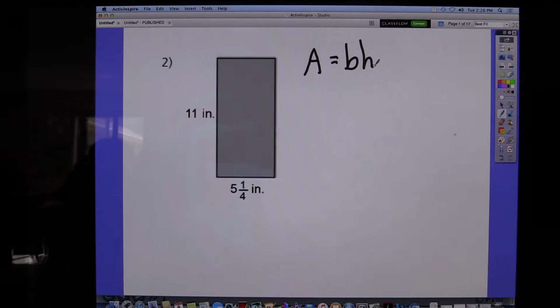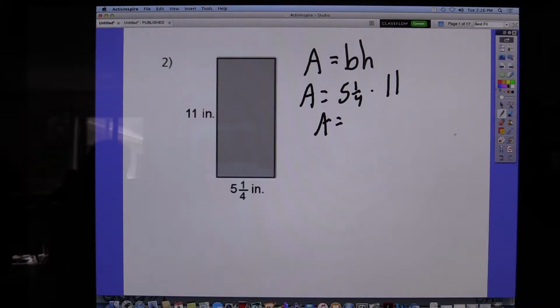So I figure we'll start out with this easy one and use area equals base times height on it. All I'm going to do is plug in the values for B and H: 5 1/4 inches times 11 inches, and that'll give me the area. So I'm going to have 5.25 times 11. But I'm just going to go ahead and work it out using the standard algorithm.